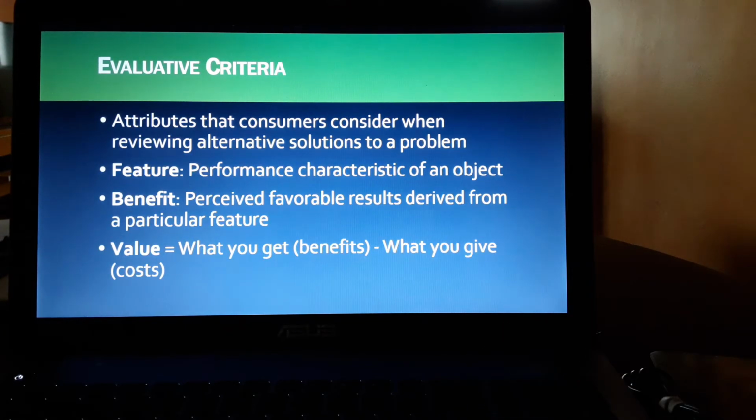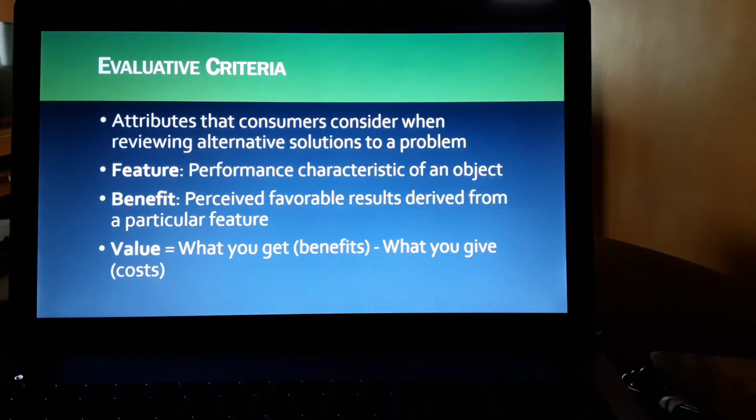So evaluative criteria are the things that people think about. What do they evaluate? What criteria do they use to evaluate whether or not they want something? It's like evaluating different solutions to a problem. How am I going to get my college degree? Am I going to go to a 2-year school and then a 4-year school? Am I going to do it while I work? What are my other options?